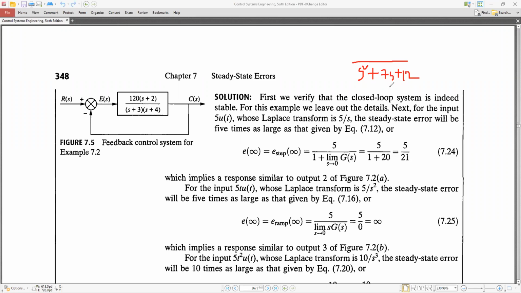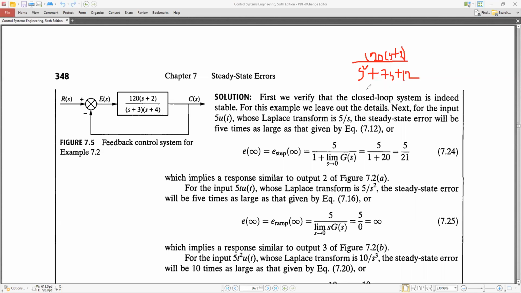Okay, in the lower part, the upper part is 120 into s plus 2. 120 into s plus 2. That is the lower part.